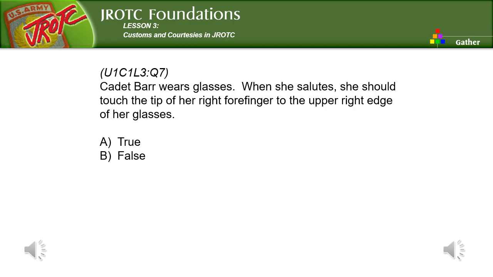Next question. Cadet Bar wears glasses. When she salutes, she should touch the tip of her right forefinger to the upper right edge of her glasses. A is true, B is false. The answer is A, true.